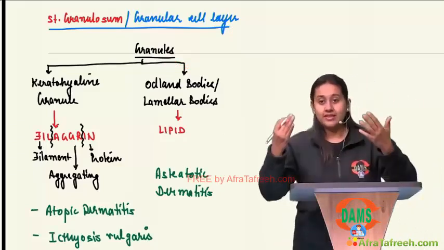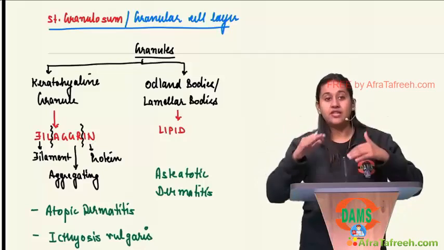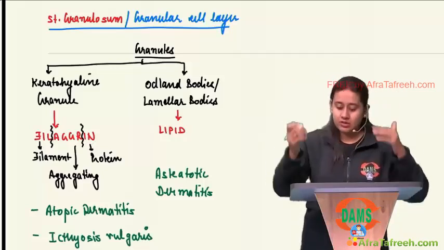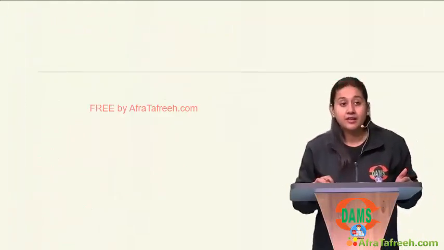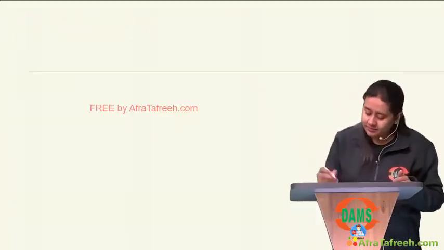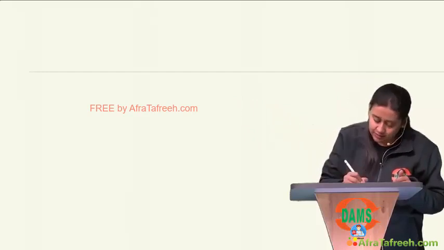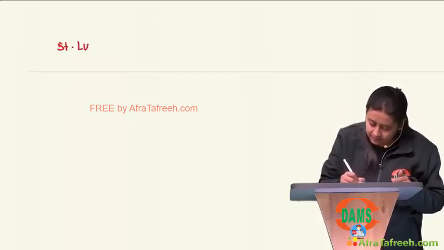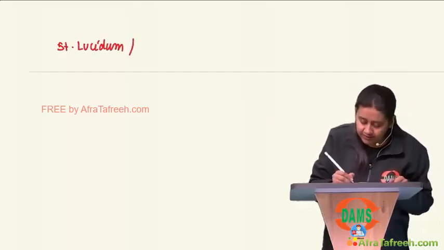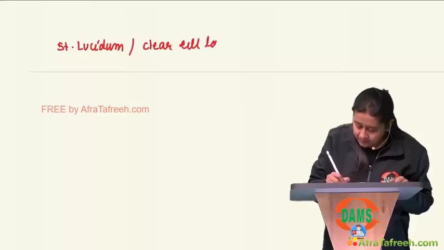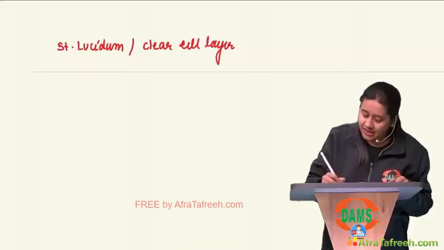Now, what is the next layer? When the keratinocytes move from the stratum granulosum, they enter another layer, and that layer is stratum lucidum. Stratum lucidum is also known as the clear cell layer, or even the transitional cell layer.